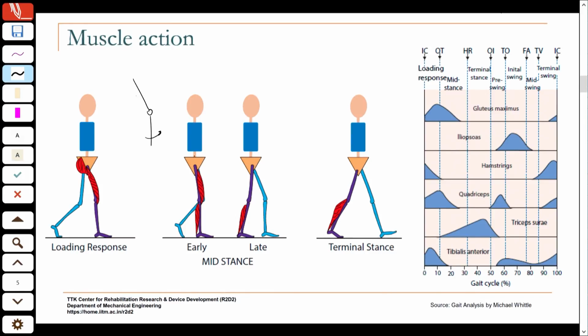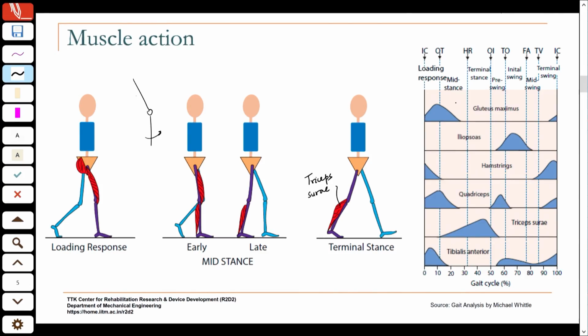So, in early mid stance you have quads and the soleus muscle, then towards late mid stance it is basically the soleus plus the gastroc muscle. So, if you look at EMG patterns during gait, this is a typical pattern. So, you will see activity. EMG does not tell you how much force the muscle is producing, but it tells you when the muscles are active. Okay.